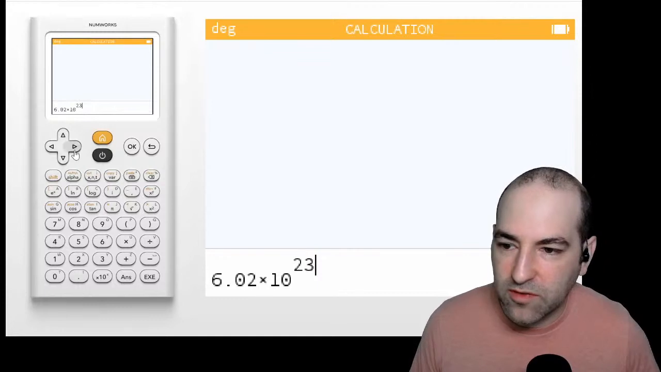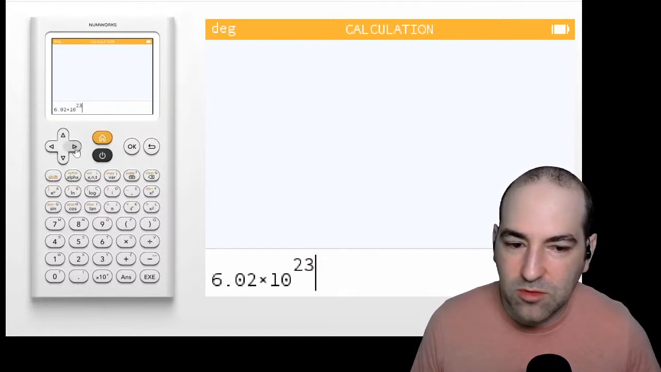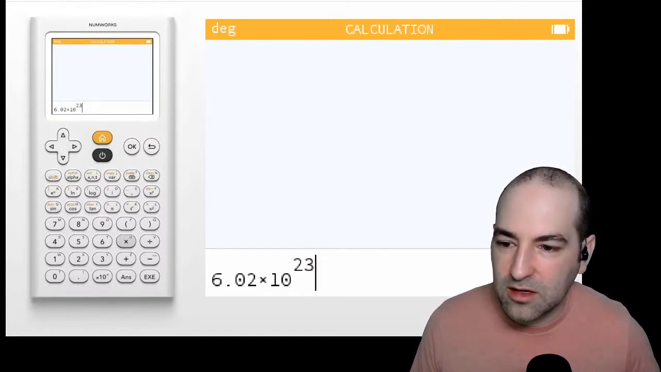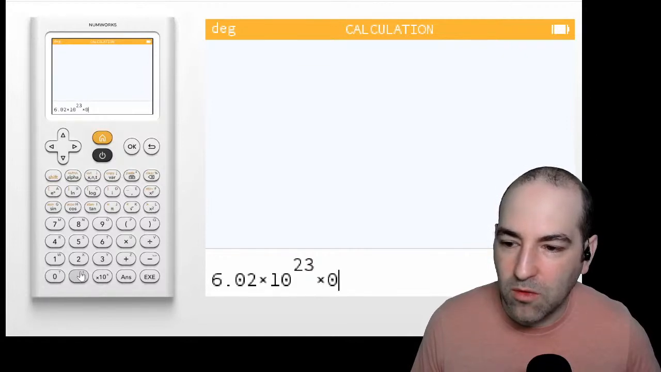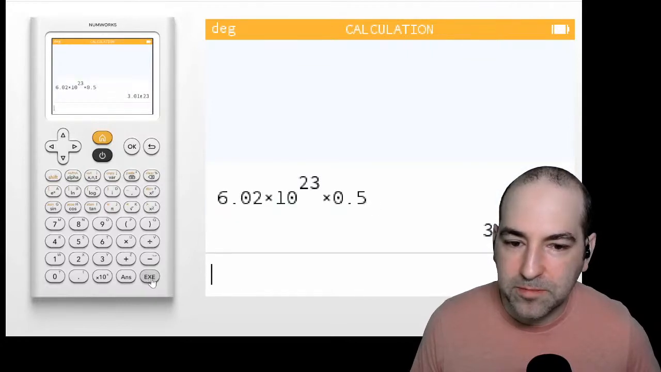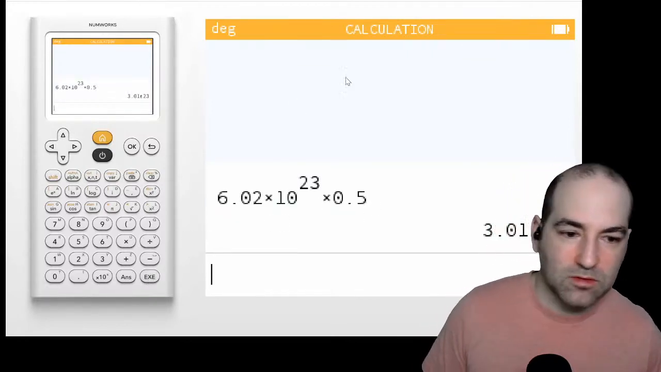I'm still in the exponent here, so if I want to like multiply it by something, I think I have to move over to the right and then say, times. So if I wanted to know what half a mole was, I could multiply that by 0.5 and get this.